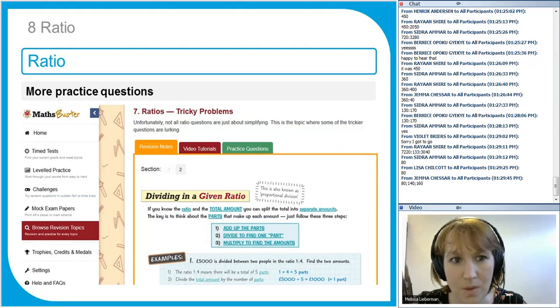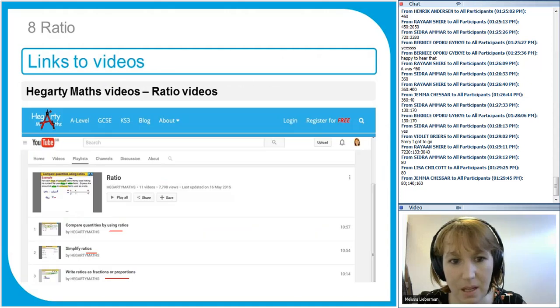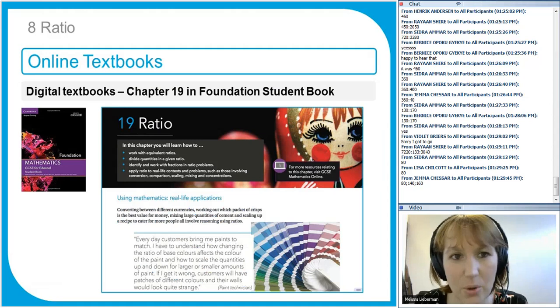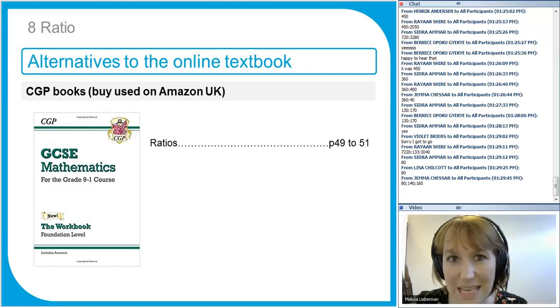If you want some more practice questions, I'm just going to go back a bit. As I said, have a look at chapter 19 in the foundation tier book if you're using that. If you're using the higher tier book, it's chapter 20. I gave you links at the beginning. If you're using this easier book, there's ratio problems on pages 49 to 51.